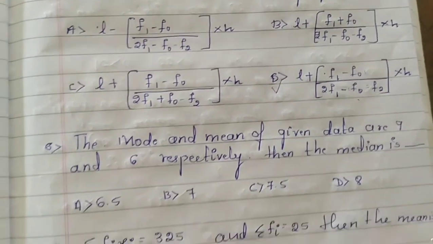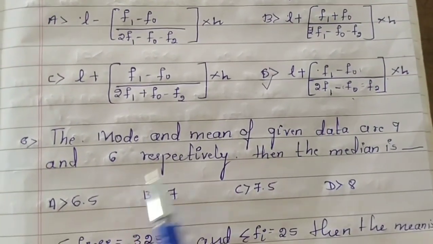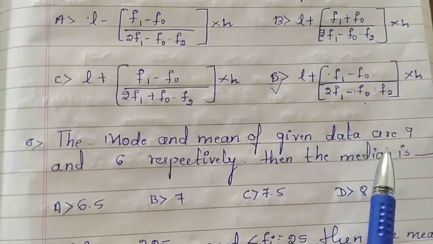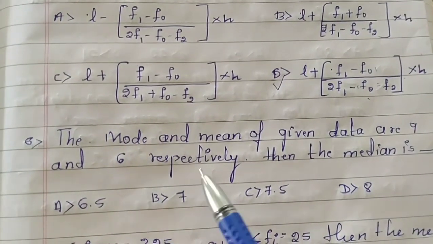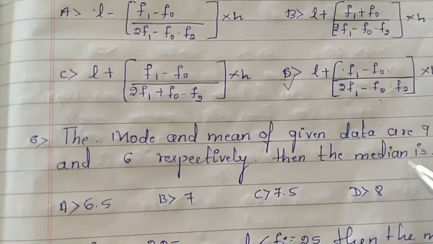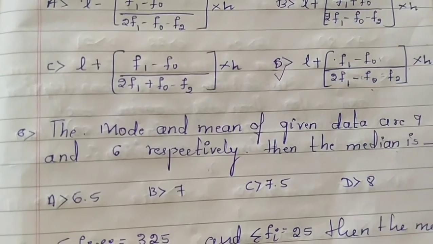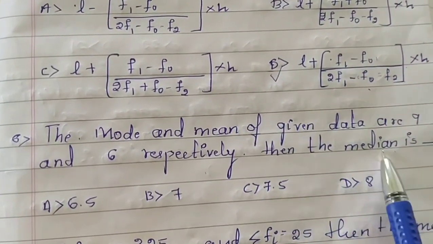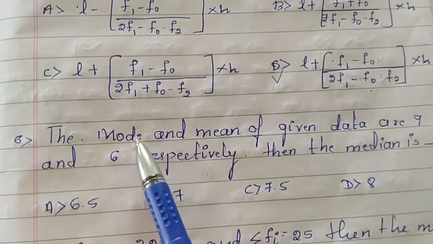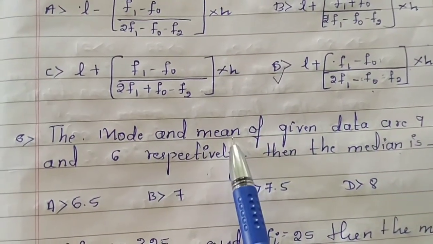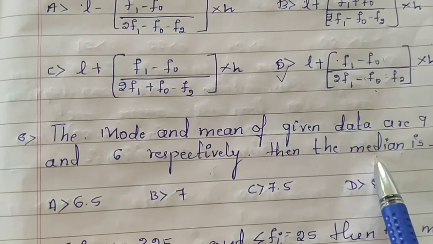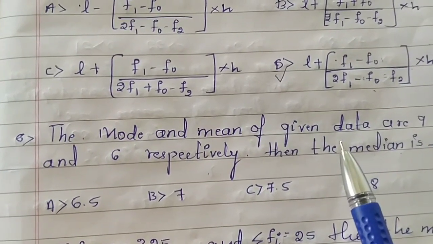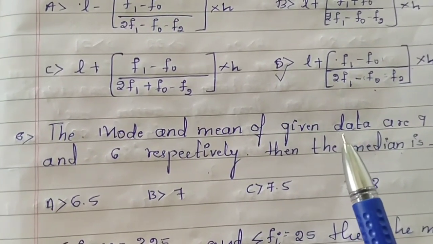Now the next question is: the mode and the mean of given data are 9 and 6 respectively, then the median is dash. So you have to find the median over here. Here the mode and mean are given, so you have to find the median by using the empirical relationship between the measures of central tendency formula.